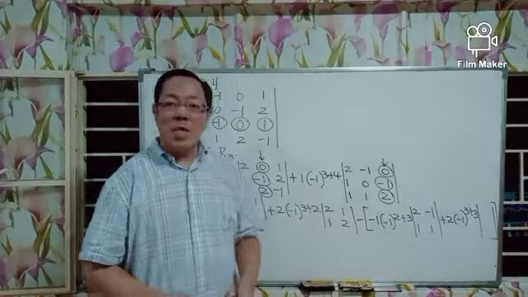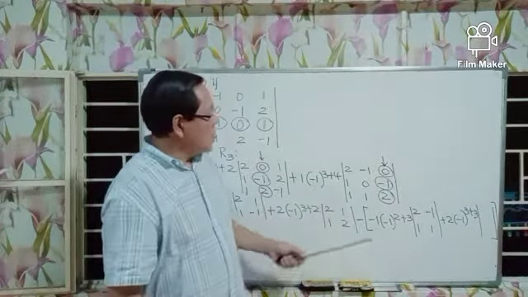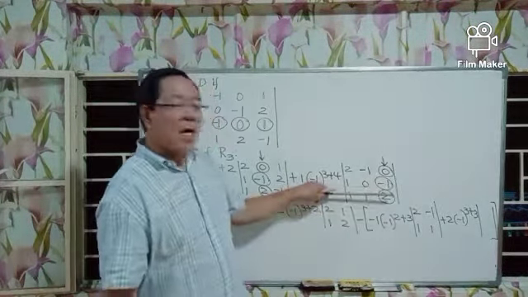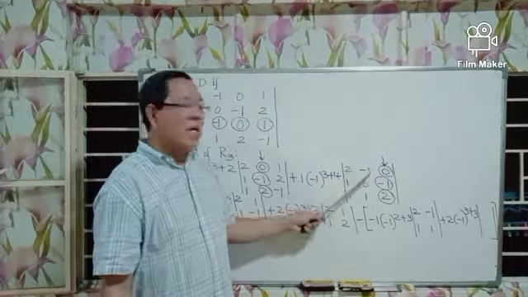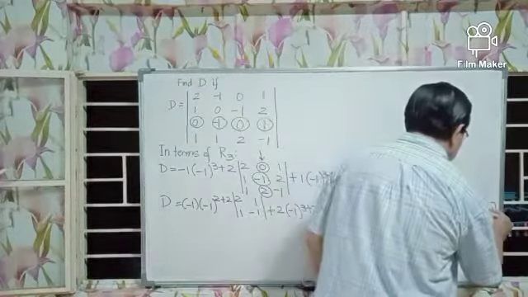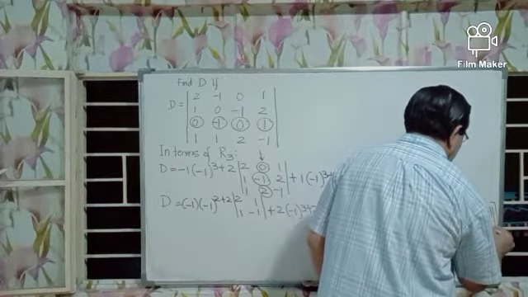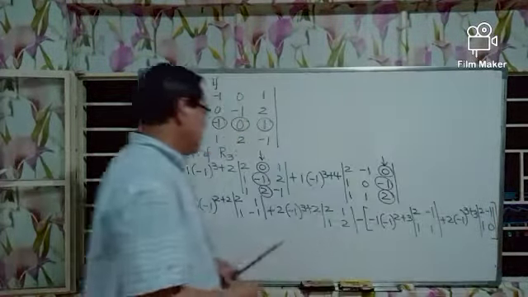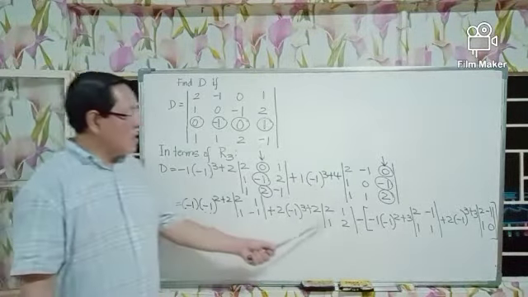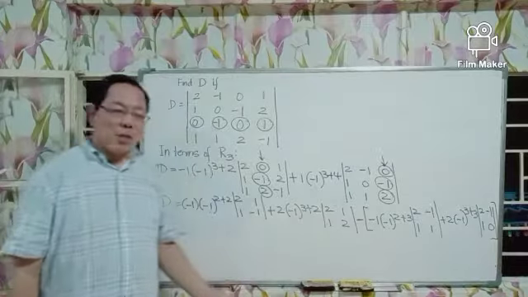Times the determinant of order 2 obtained by deleting the third column and the third row. And the entries that remain are 2, negative 1, 1, 0. We simplify each term by evaluating each determinant of order 2.